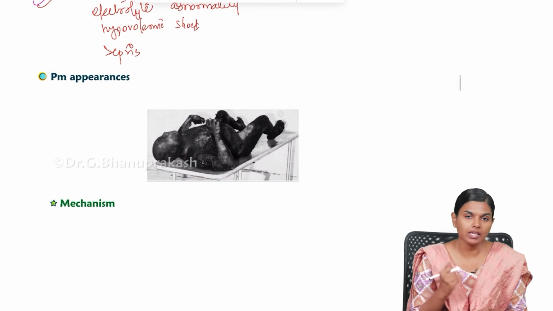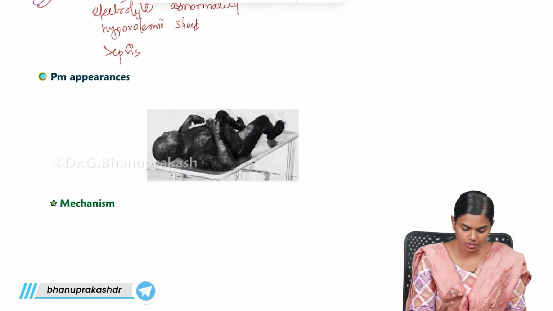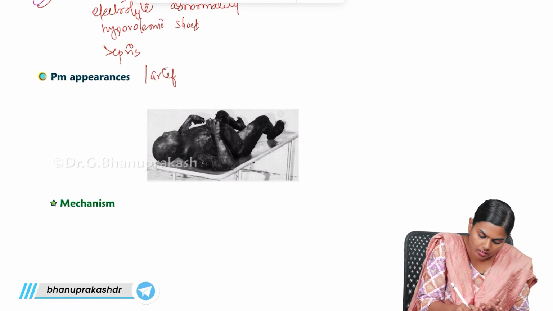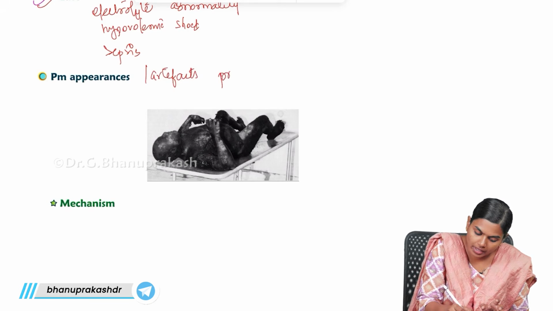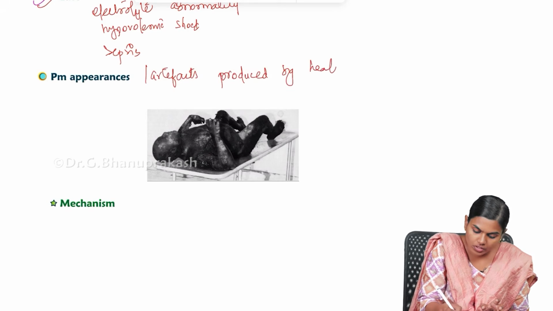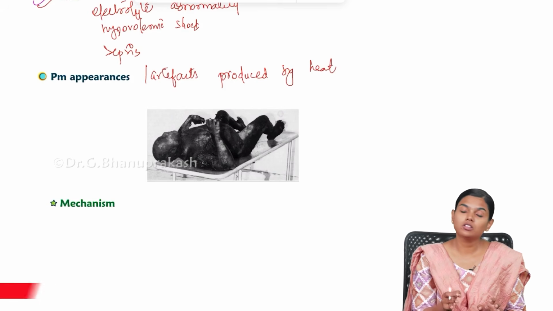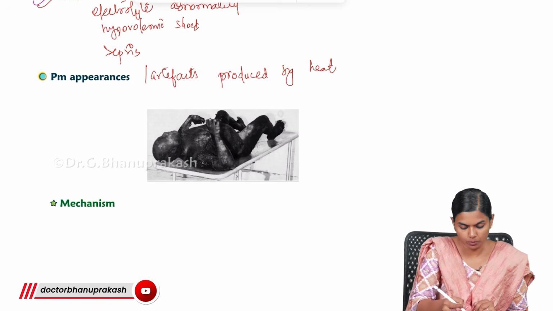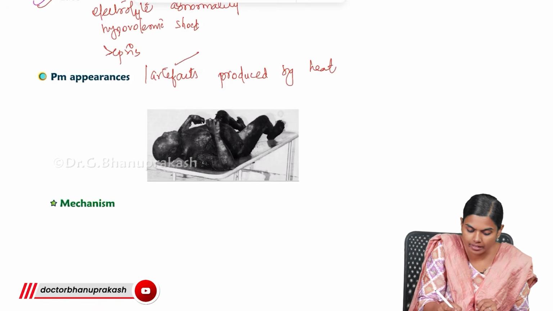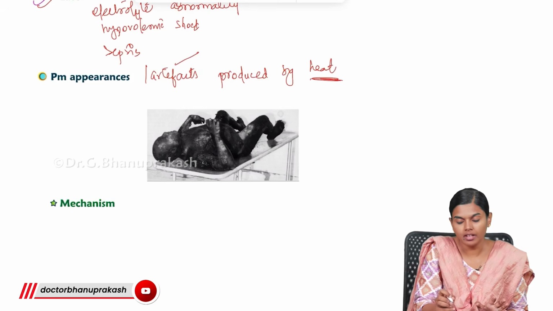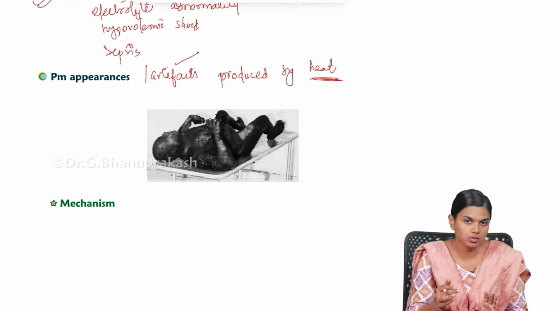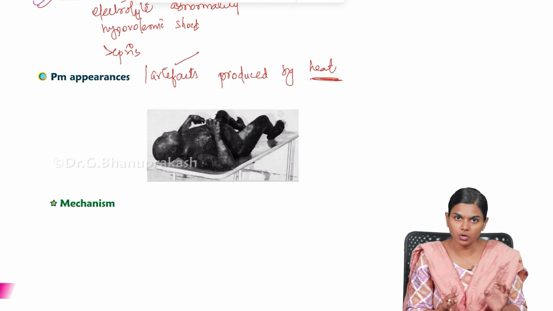And what are the PM appearances that are important in case of burns is that there are a lot of artifacts that are produced by heat, which will make us confused because burn is also one form where the body is disposed of. So, there are certain artifacts produced by the heat which will confuse us whether it is a case of antemortem drowning or postmortem drowning. So, we will see all about artifacts now.